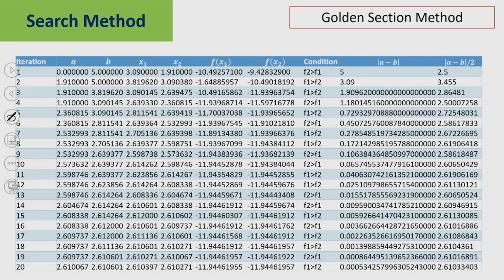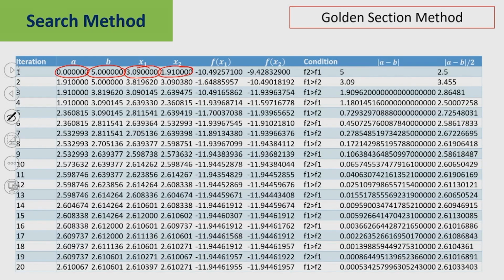Here also we have started from A equal to 0 and B equal to 5, between 0 and 5. Then I have calculated the value of x 1. So, x 1 is A plus 0.618 L, and similarly I am also calculating the value of x 2.